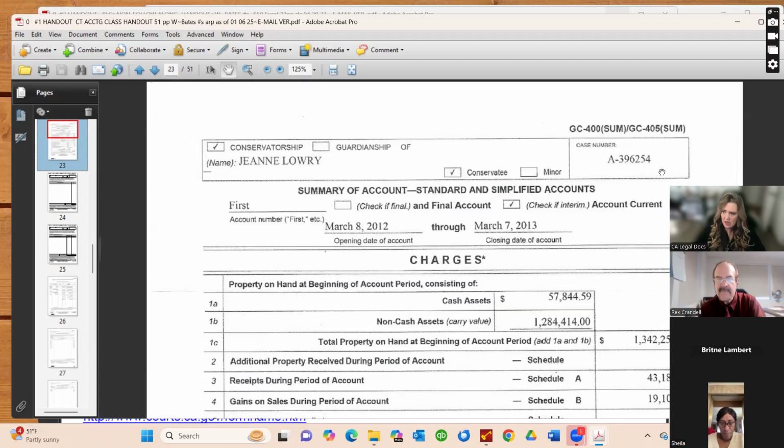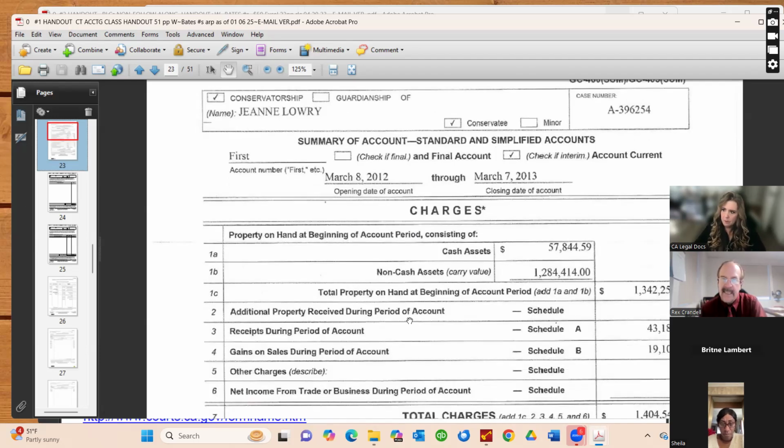I will tell you, I myself, when I do these accountings, which I do many, many times, I will not write the word probate. The court knows if neither of the upper two boxes are marked and neither of the bottom two boxes marked conservatee or minor, they know it's a probate. I do not write in probate.